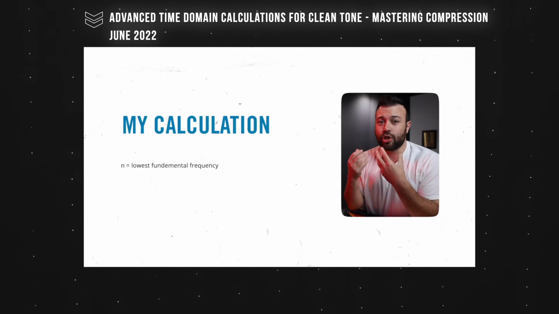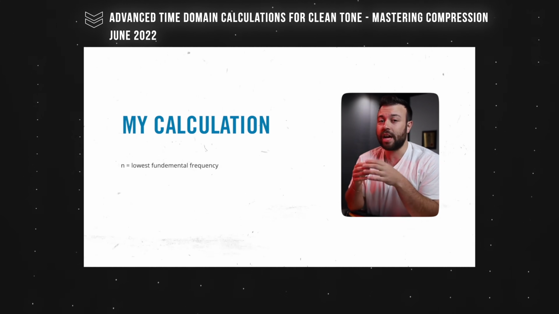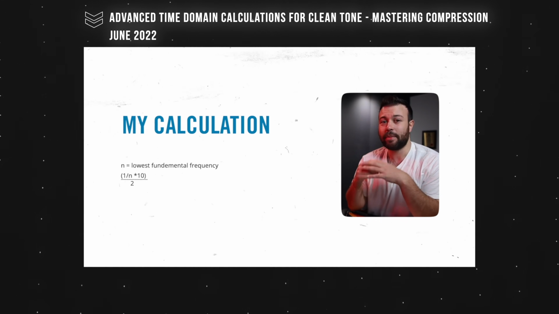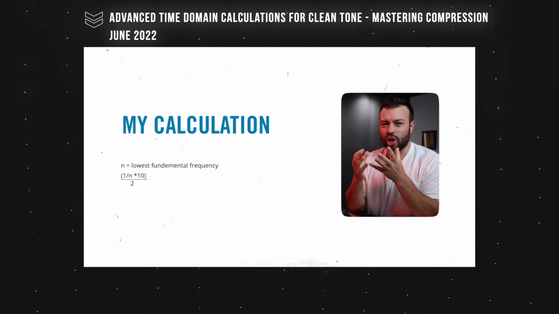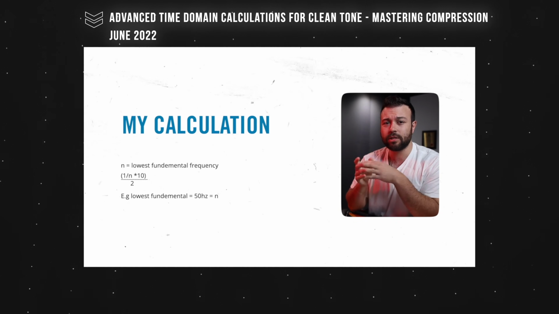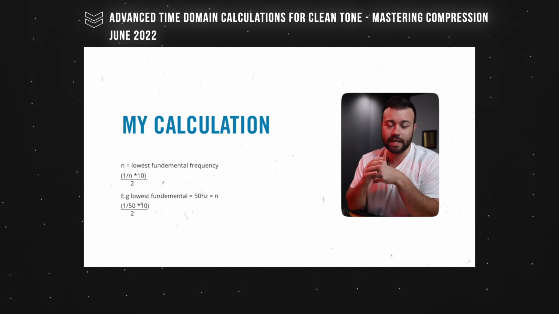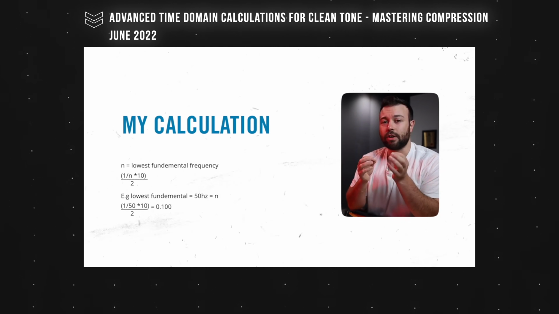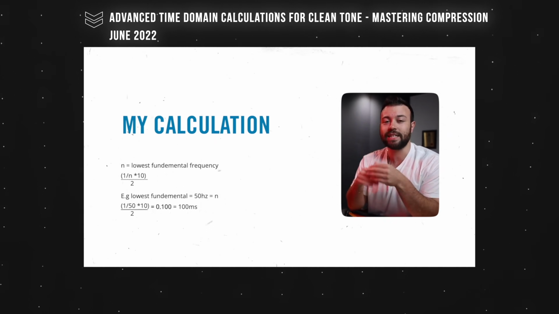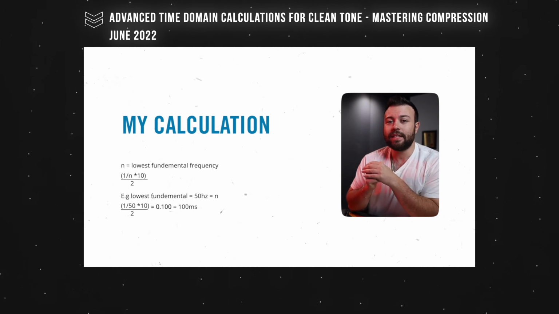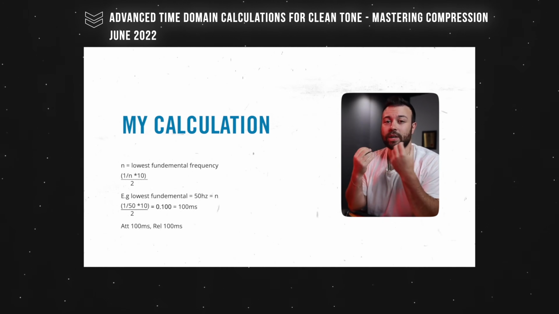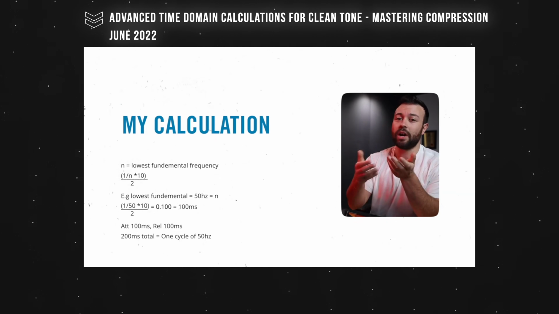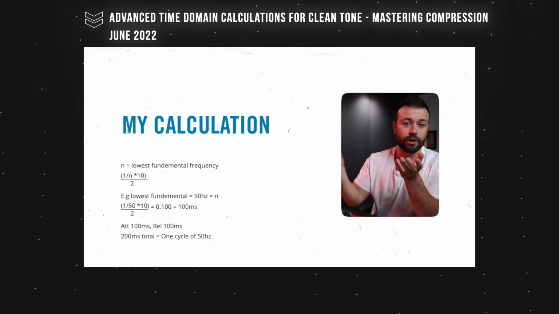Where n equals the lowest fundamental frequency, and I'll show you how I determine that: 1 over n times 10 divided by 2. Now, an example for a song with a low fundamental in the kick at 50 Hz: 1 over n times 10 over 2. 1 over 50 times 10 over 2 equals 0.1, or 100 milliseconds. This would mean that I'd dial my attack and release to 100 milliseconds each, totaling 200 milliseconds in total, which equals one full revolution of 50 Hz.